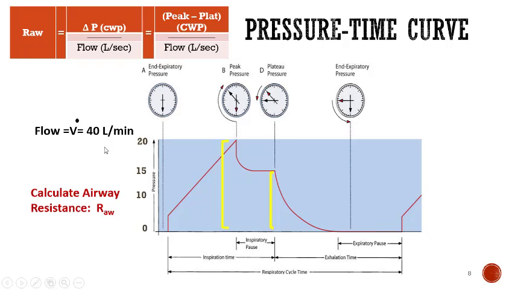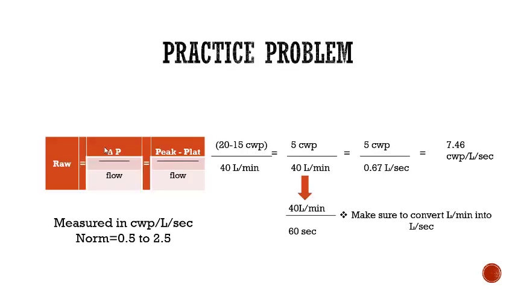So if you think about this equation that we just talked about, you have your RAW, or airway resistance, as your change in pressure over flow. We talked about how the change in pressure specifically is peak minus plateau pressure, and then you're going to divide it by the flow. So you have the 20 minus the 15 to give you the 5.